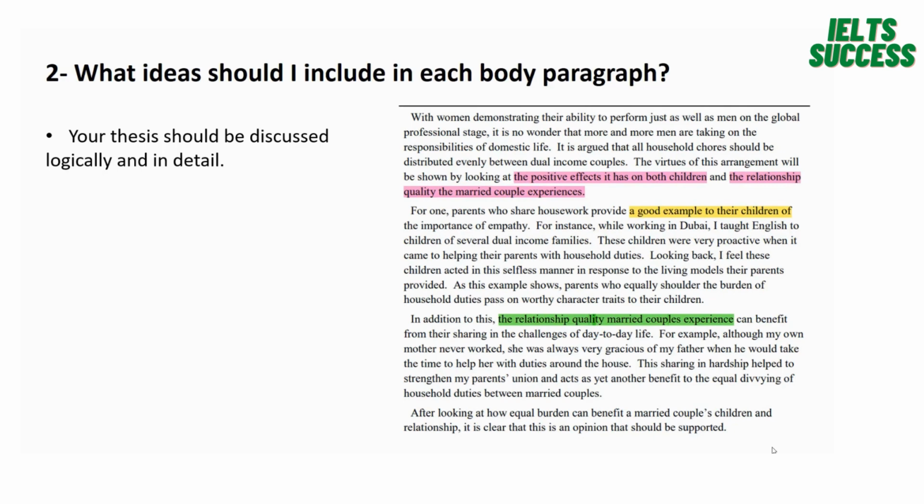Let's read it together. The virtues of this arrangement will be shown by looking at the positive effects it has on both children and the relationship quality the married couple experiences. And this means that I have point 1, which is the effect on children, and I must have it in body paragraph 1, and the relationship quality the married couple experiences should be there in body paragraph 2.